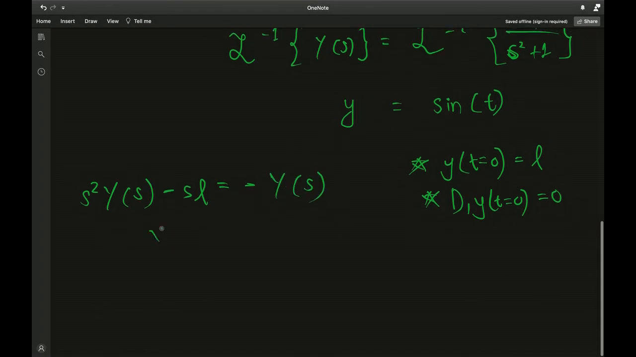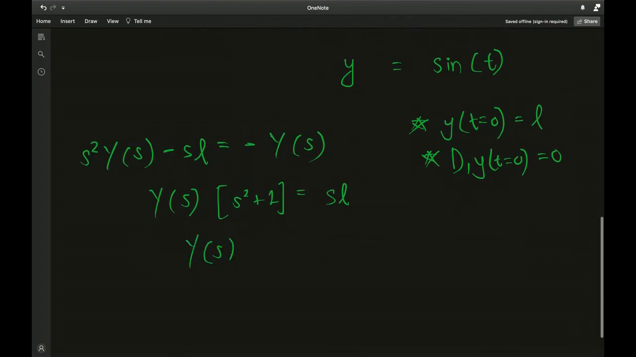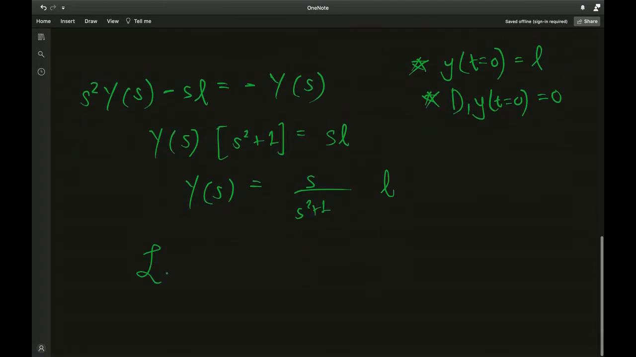Again, grouping terms, we have sL. Y of s is s over s squared plus 1 multiplied with this arbitrary constant L. Now take the inverse Laplace on both sides. So the L is a constant which will come outside.